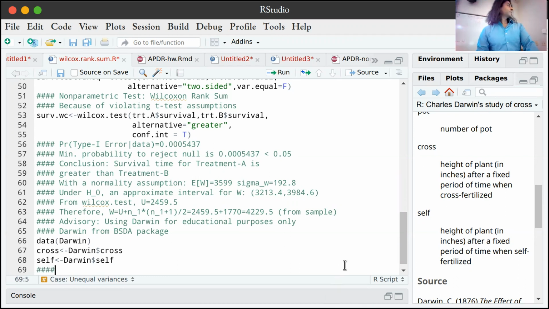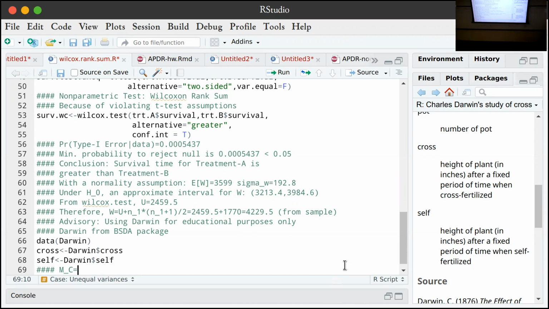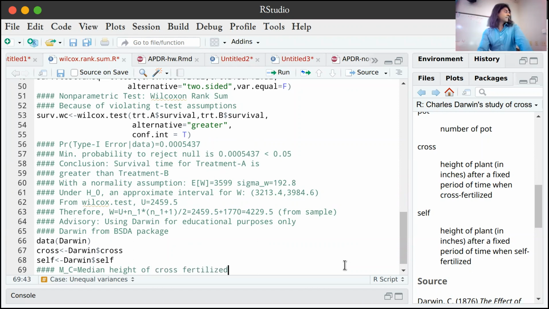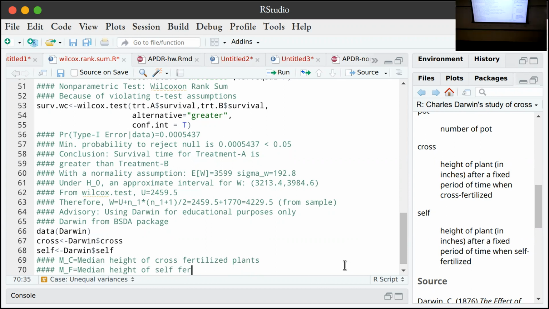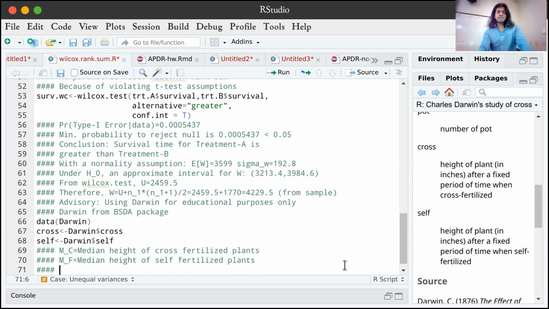M_C, is it the mean or the median? Median. Median height of cross-fertilized plants, for MF, median height of self-fertilized plants. So since we are planning to do a two-tailed test, you can tell me what the null and the alternative are.